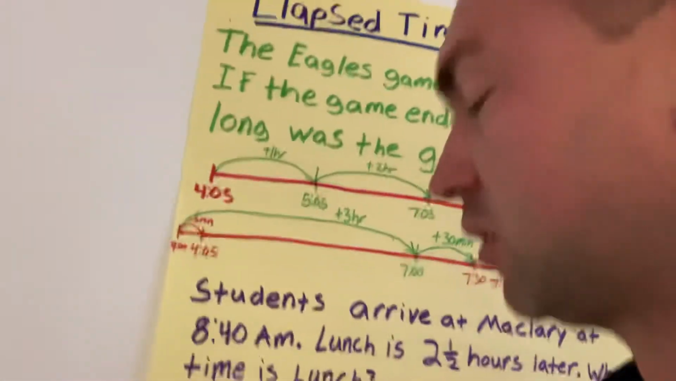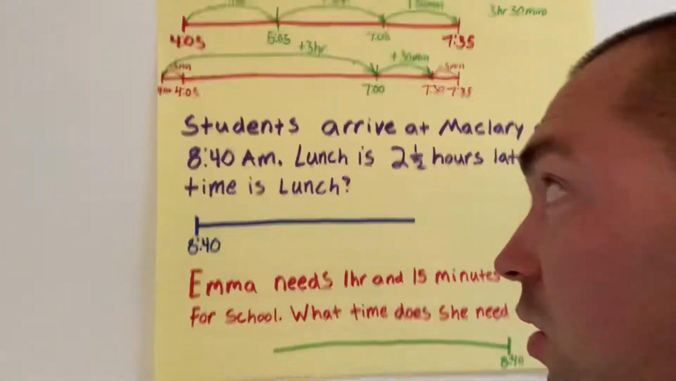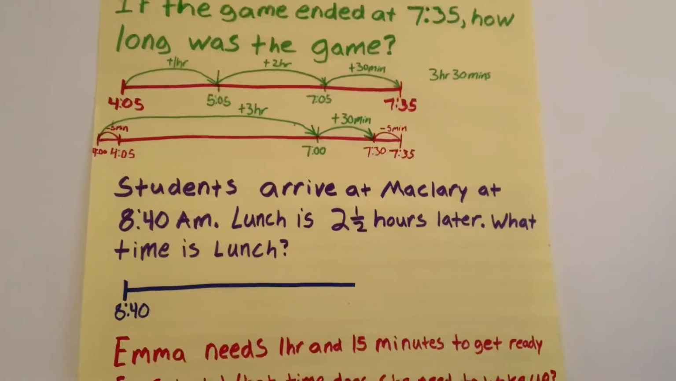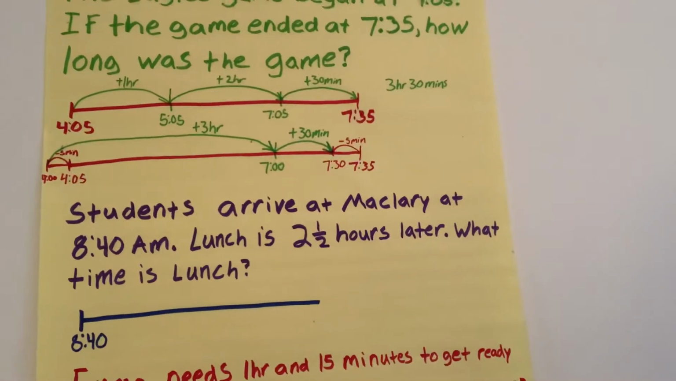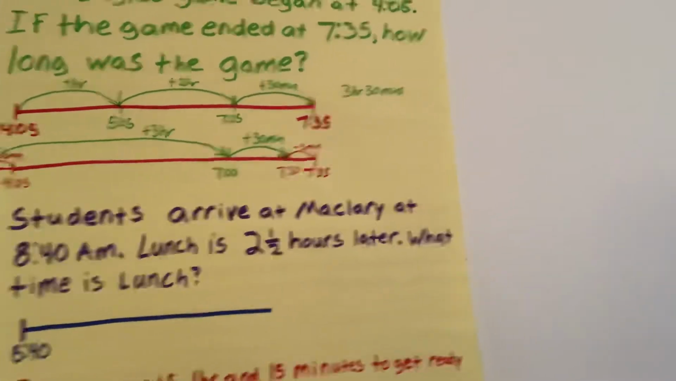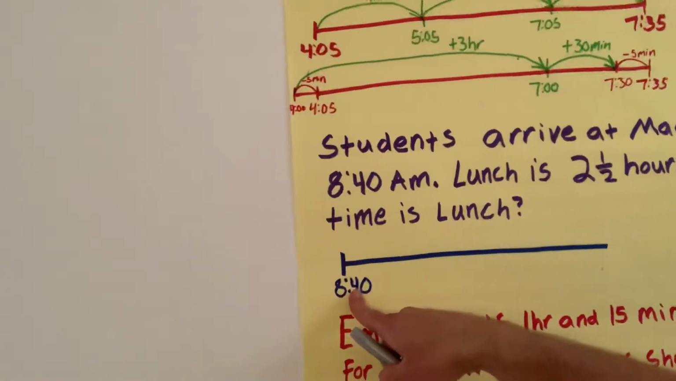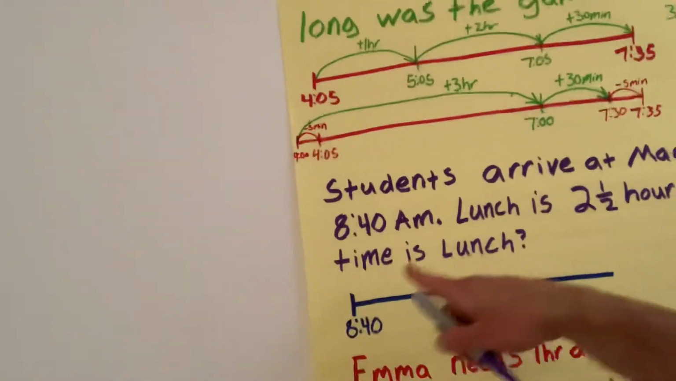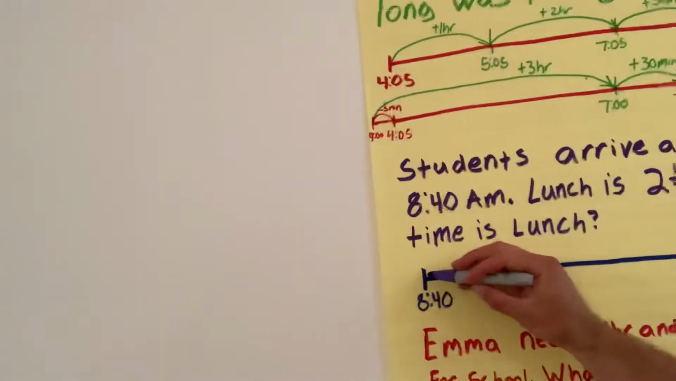Now let's take a look at our second example. This is a little bit different. Students at McCleary arrive at 8:40 a.m. Lunch is 2.5 hours later. What time will lunch be? In this case, we're given a start time, which is 8:40, and we have to add up time to that to figure out what the ending time would be.